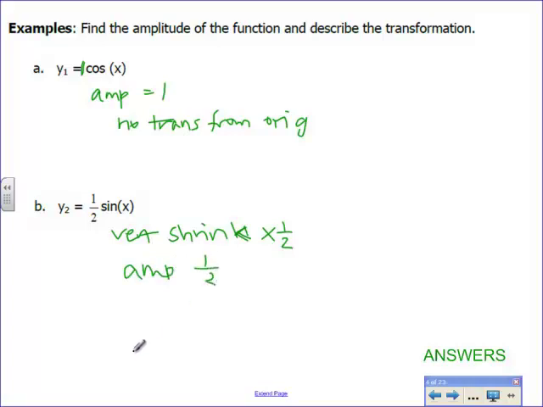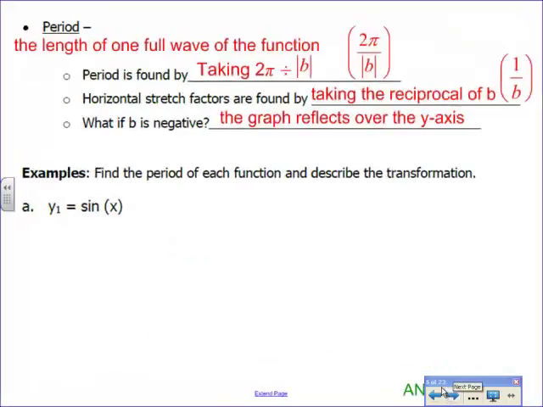Okay, so we're looking at a graph that is now half the height that it used to be. Part C will be a clicker in class tomorrow. The next thing we're going to talk about is B. B affects the period of the function.